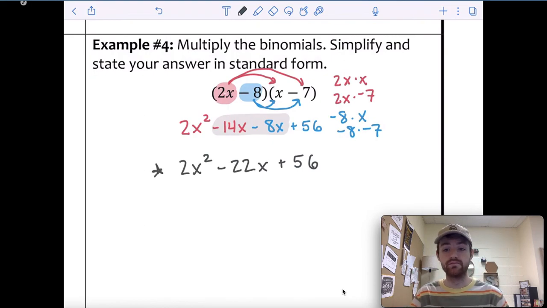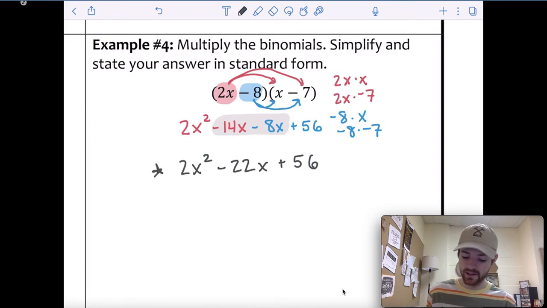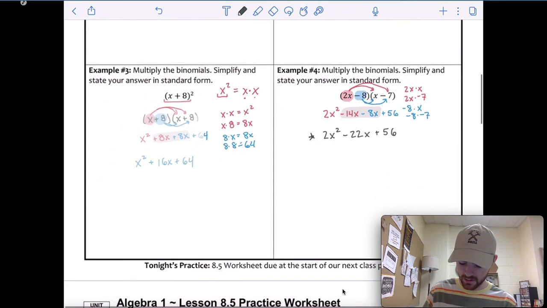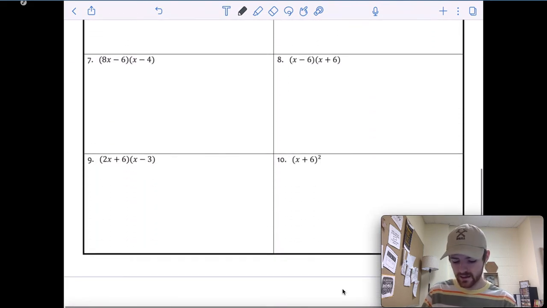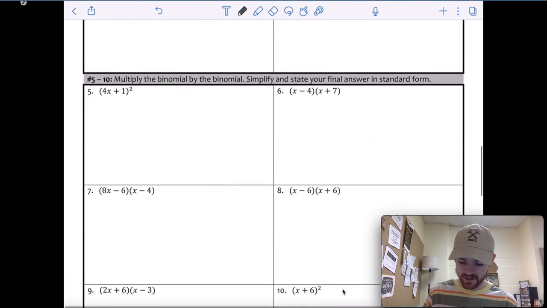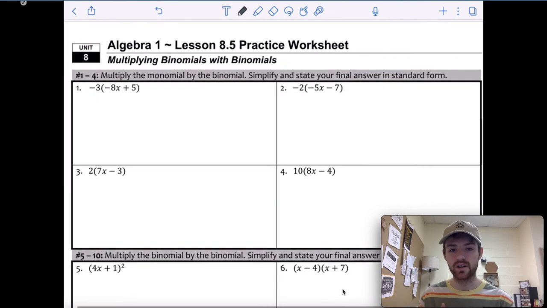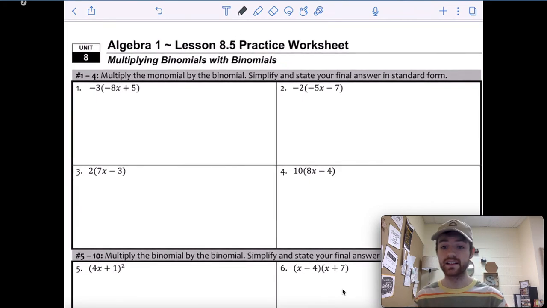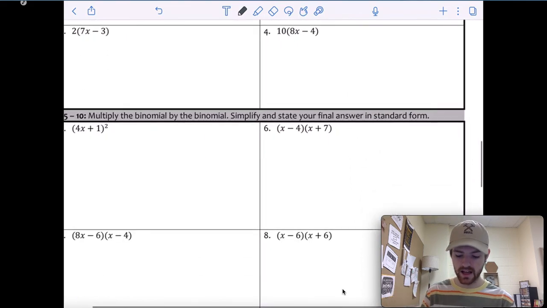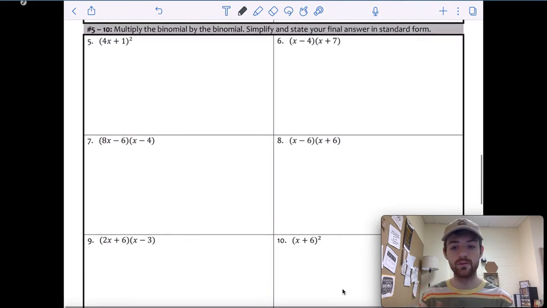There you go. That's it. I believe there are practice problems. The first 4 are just a review from our last lesson, where we're just remembering what distributing looks like. And then the last 6 are what we did today.